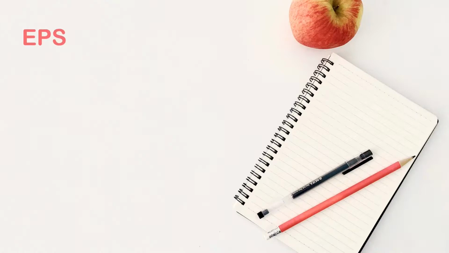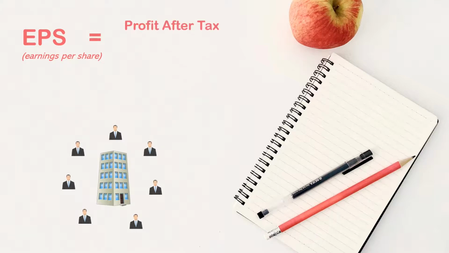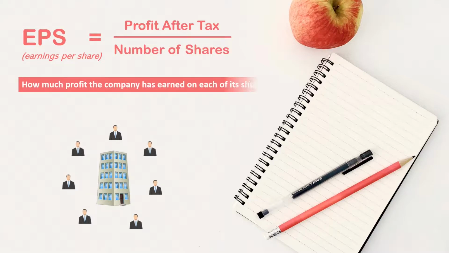EPS means earning per share. Every company has a certain number of shares which are owned by different people, which makes them the owners or shareholders of the company. If you divide profit after tax by number of shares, you will get the EPS of the company, which represents how much profit the company has earned on each of its shares.